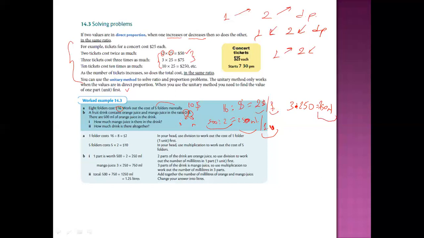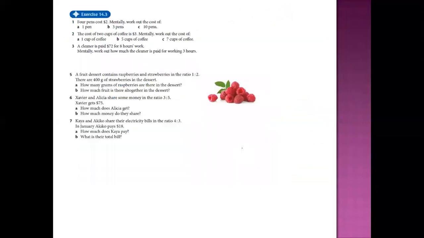Okay, and the second option: how much drink is there altogether? Totally we have 500 plus 750 milliliters of mango juice, which is equal to 1250 milliliters. Or if you want to convert to liters, you can say 1 liter and 250 milliliters of drink. Okay, so next page we have some examples. 4 pants cost $2.